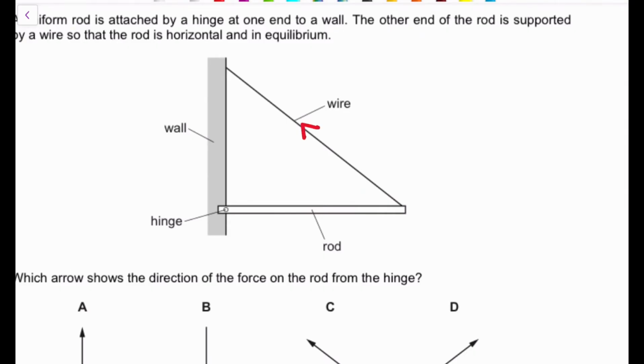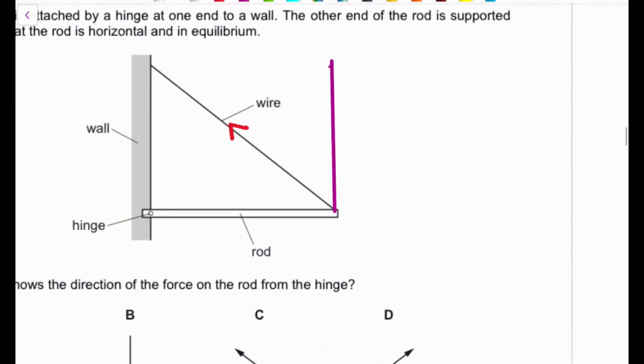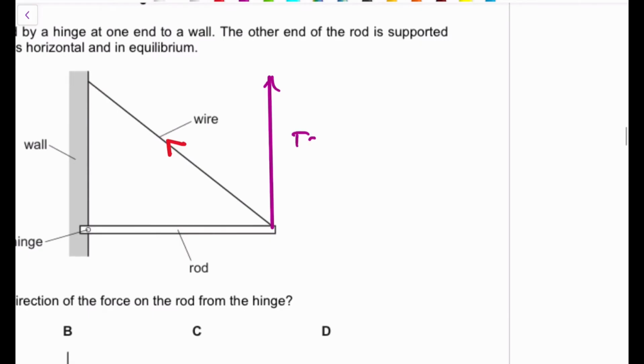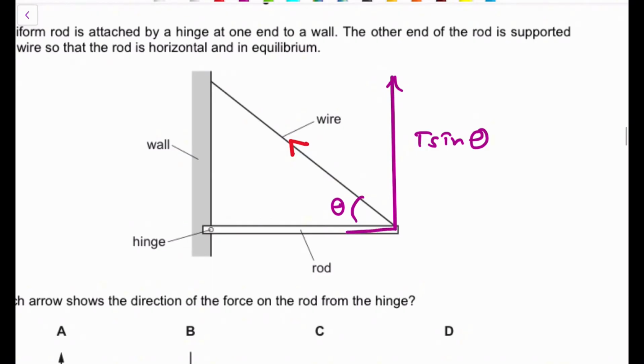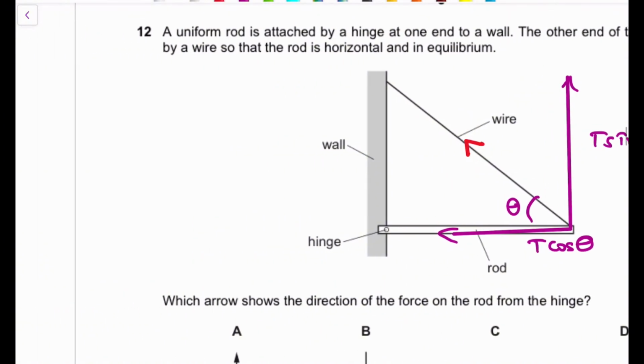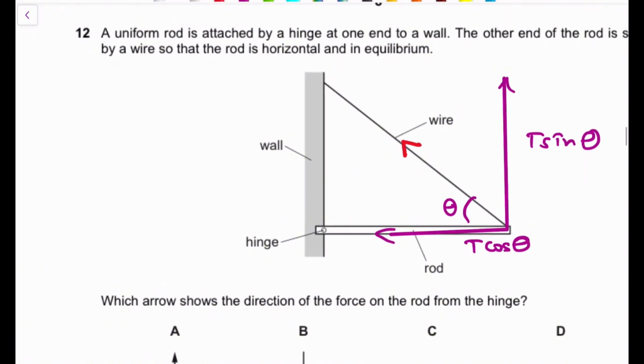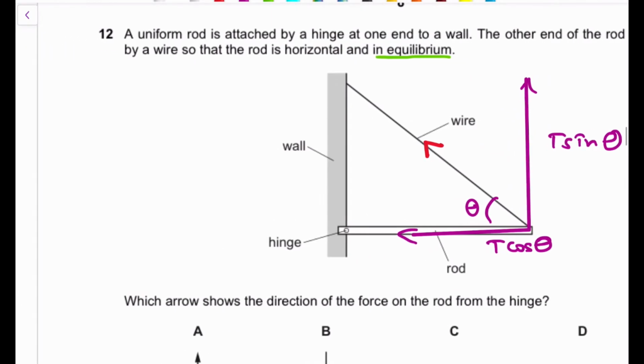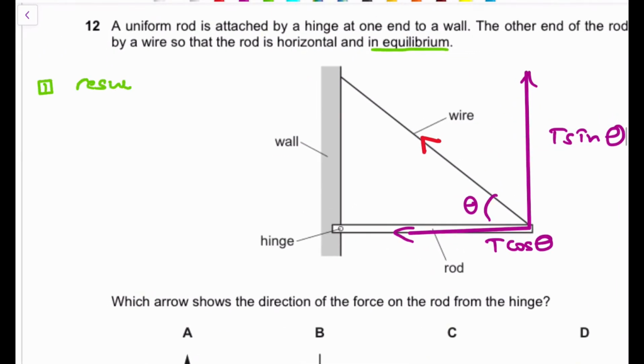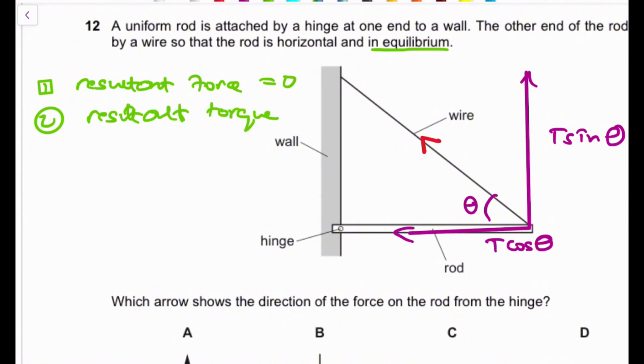If we resolve this force into components, we're going to have this component acting up, which is T sine theta. This will be our angle theta. And we're also going to have this component in that direction, which is going to be T cos theta. Since this is in equilibrium, for equilibrium, the resultant force is equal to 0. Number 2, the resultant torque should also be equal to 0.